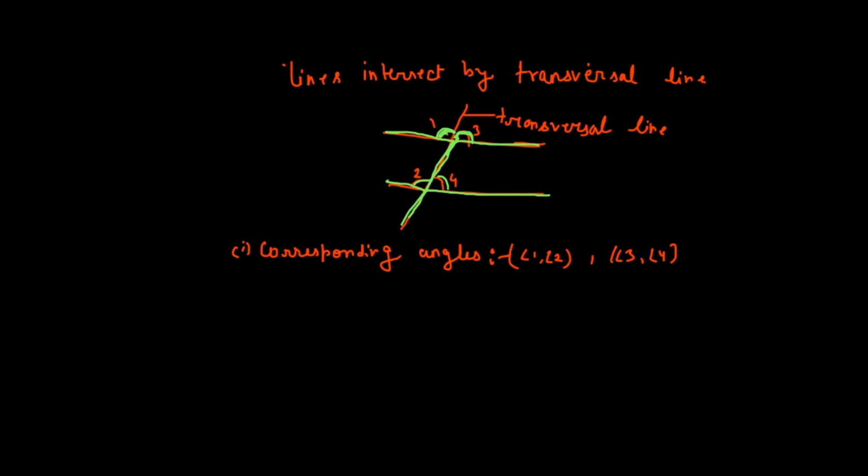And which other angles are corresponding? Like this 5 and this 6 is also a pair of corresponding angles. And if we call it 7 and if we call it 8, this is also a corresponding angle. These angles are called corresponding angles. Okay, so you have to remember this. And now next.